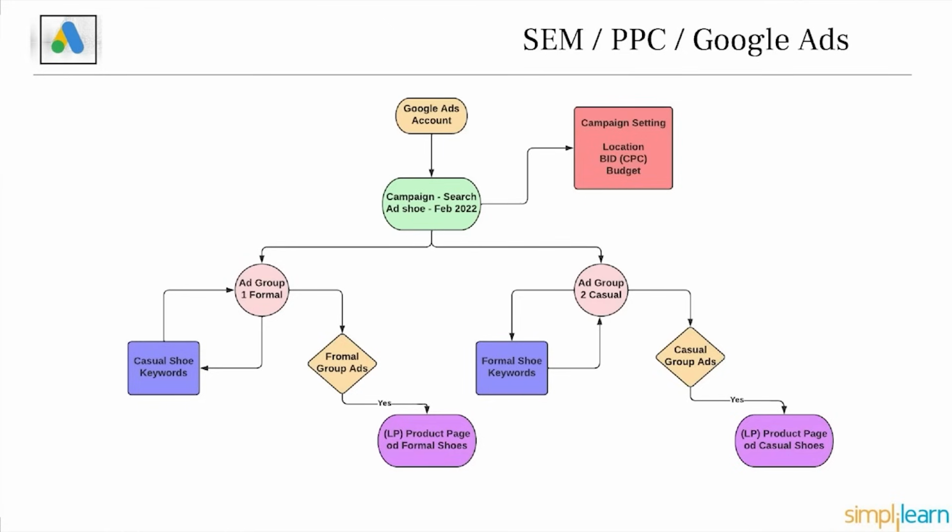Okay, and vice versa, if somebody would have searched for a casual term like casual shoes, sports shoes, jogging shoes, running shoes, then this ad group would have triggered, and then the casual shoes ad with all the headlines related to those casual keywords would have been shown, and accordingly if somebody would have clicked, then the landing page of casual shoes would have opened.